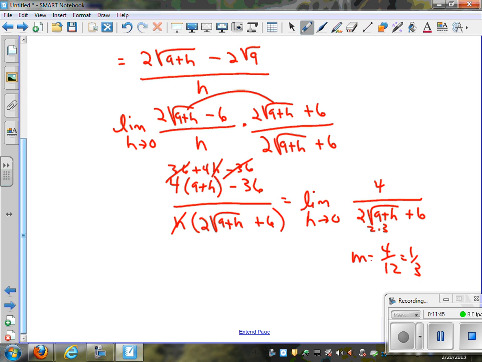That's going to be your slope, which is also the derivative at 9. They might write it this way. Okay? That's the formula that they'll write.